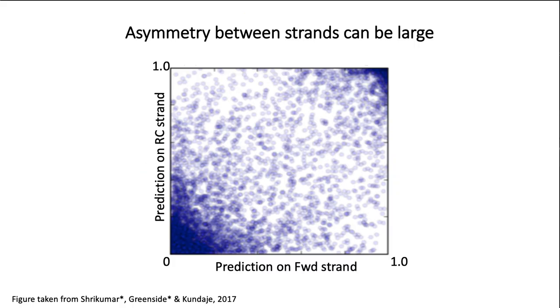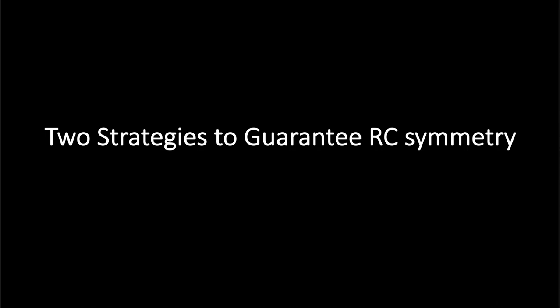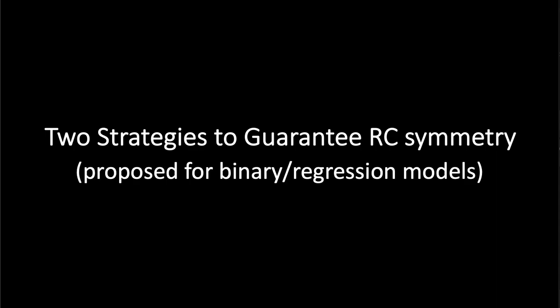The difference between strands can be quite large, even when the training dataset is augmented with reverse complement sequences, as shown in this scatter plot from a previous paper. Two strategies have emerged in the literature to guarantee reverse complement symmetry. Prior to this work, these strategies had only been proposed for binary or regression prediction models. That is, they hadn't been extended to profile prediction models.